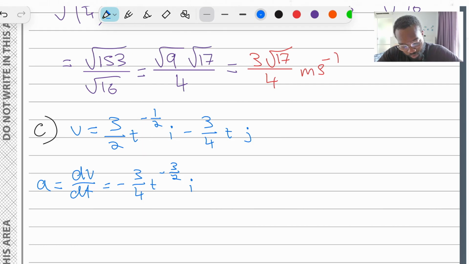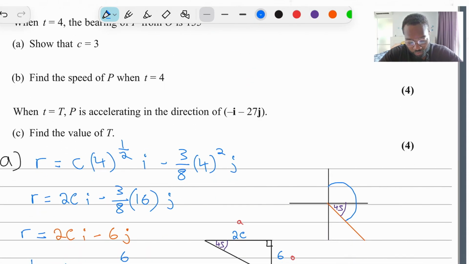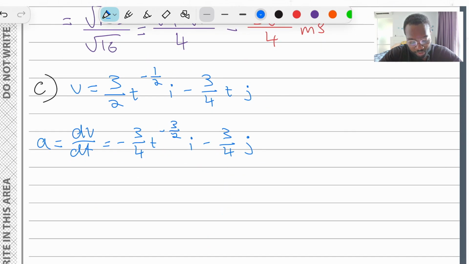And then for this one, that cancels out nicely to a minus 3 over 4 j. Okay, so this is the acceleration now. And they tell us in the question that it's in the direction of minus i minus 27j. It's in that direction. So what does that mean? That must mean that it must be in that scalar form.